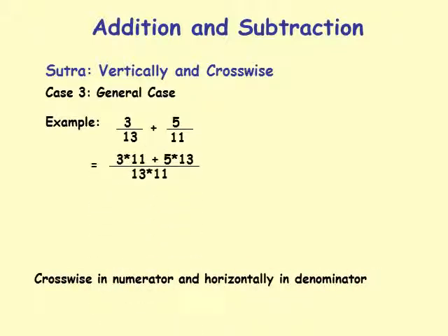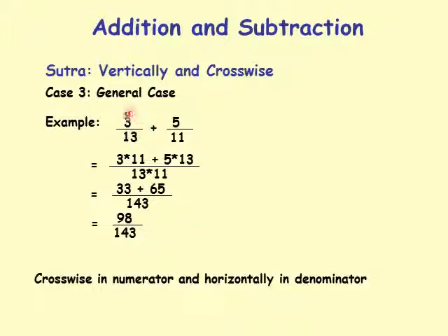So let's see what happens. 3 times 11 plus, crosswise, 5 times 13. In the denominator it is 13 times 11. So we have 3 times 11 is 33, 5 times 13 is 65. So 33 plus 65 in the numerator and 13 times 11, 143, in the denominator. That is equal to 98 divided by 143.